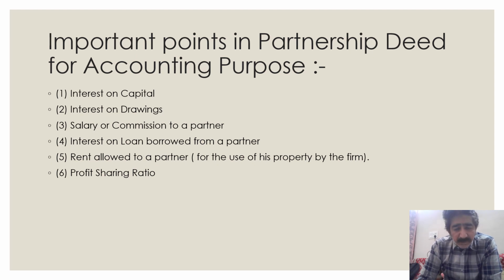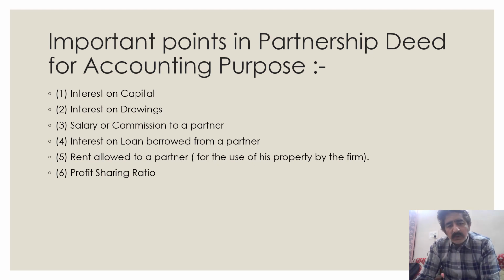Okay, and this is a compulsory payment. As per the law, the partnership firm has to pay this interest on loan every year, even during the year when the firm has suffered a loss. It's a compulsory payment which the firm has to make to the partner. That is interest on loan to a partner, the loan which was borrowed from a partner.